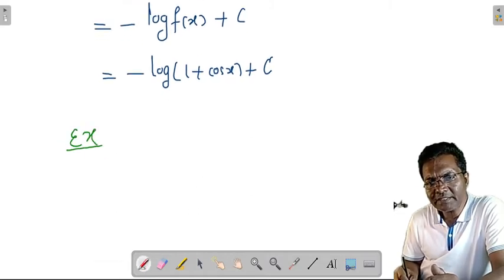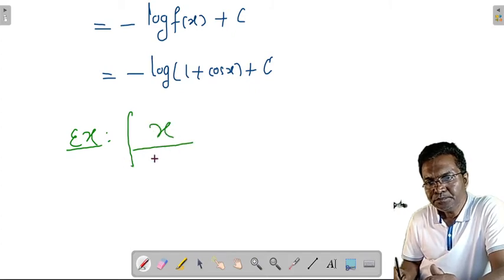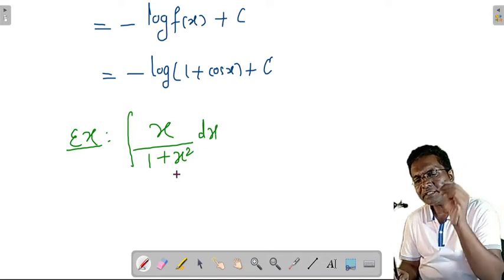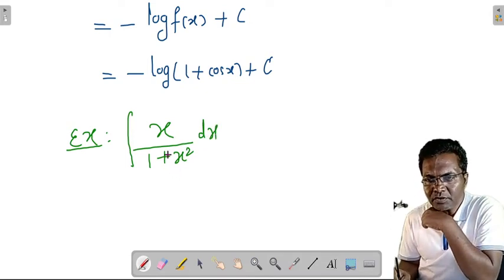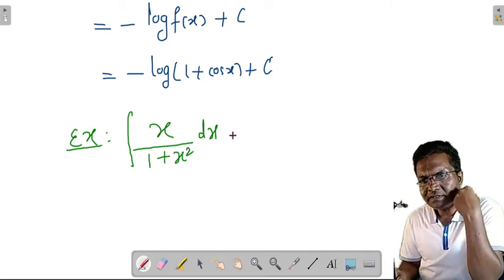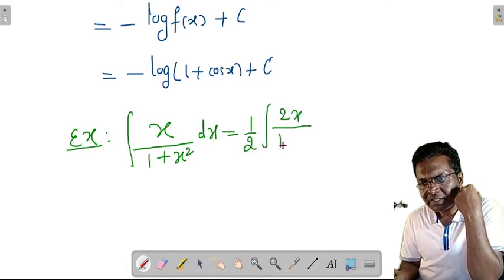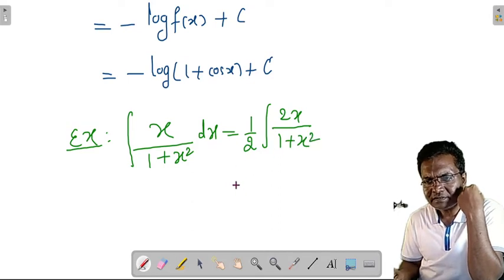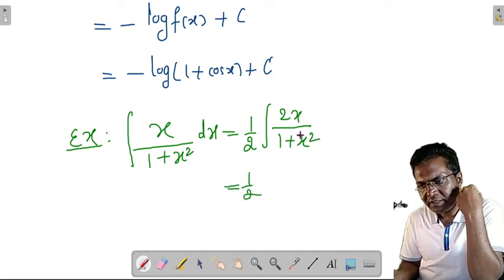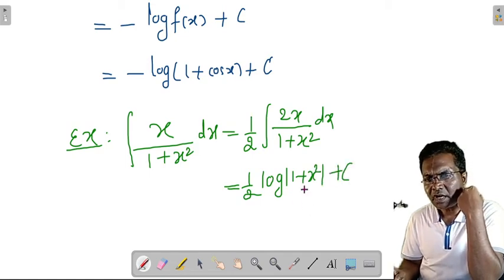Sometimes suppose you get the integration of x by 1 plus x square. Now quickly see what its derivative is. Its derivative is 2x. So here 2 is not there, means you make some arrangement, multiply and divide by 2. 2x by 1 plus x square into dx. Now its derivative is here, means immediately you can write it as log of the denominator. Okay, so this is how you can use that property.